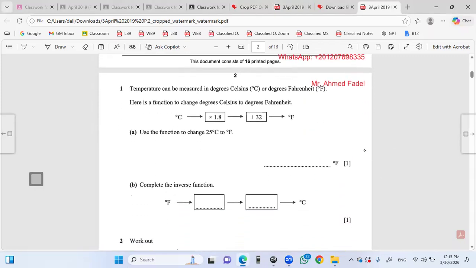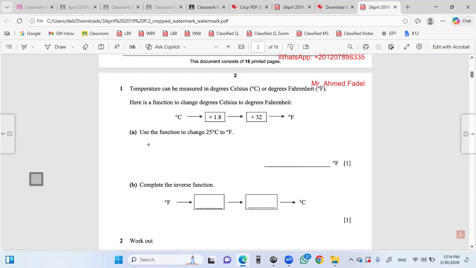So the first question here says the temperature can be measured in degrees Celsius or degrees Fahrenheit. Here is a function to change degrees Celsius to degrees Fahrenheit. They're saying that from Celsius to Fahrenheit, you multiply by 1.8 and then you add 32. Use this function to change 25 degrees Celsius to degrees Fahrenheit.